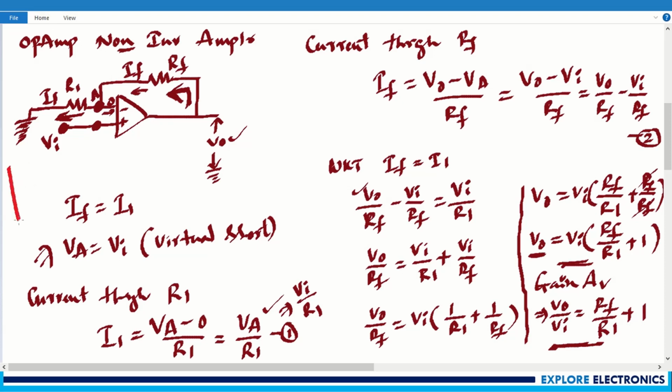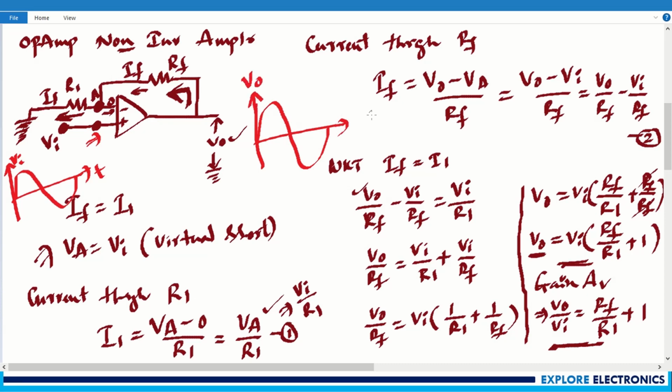If you are going to apply a sine wave as input like this, let me take it as T, this as amplitude Vi. If you are going to apply this from the non-inverting terminal of this circuit, the output will be the same with some amplification. This is the output wave V0 with respect to T. Here there is no phase shift, we can say. There will be 0 degree phase shift. The input signal we have will be in phase with the output signal.